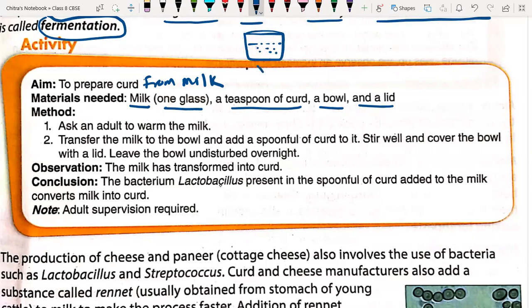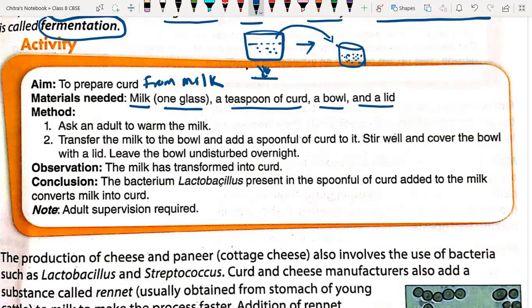Then we have to warm that milk properly. And why are we applying this warming process? To kill the harmful microorganisms if they are present in the milk. After that, we transfer that milk into another bowl. Suppose here we have another bowl. Here we have taken that warm milk.